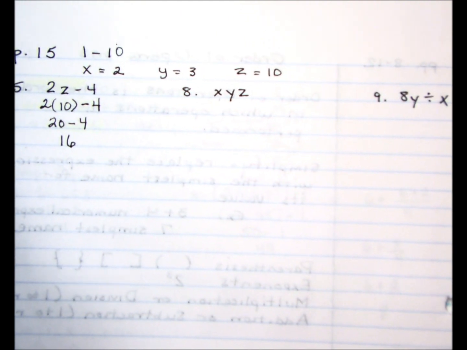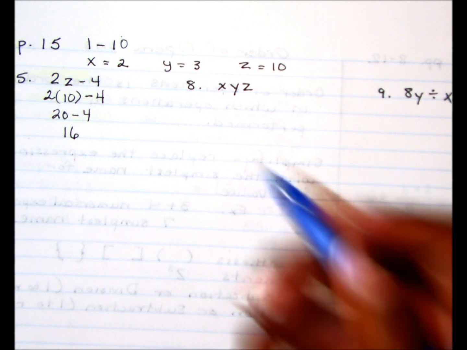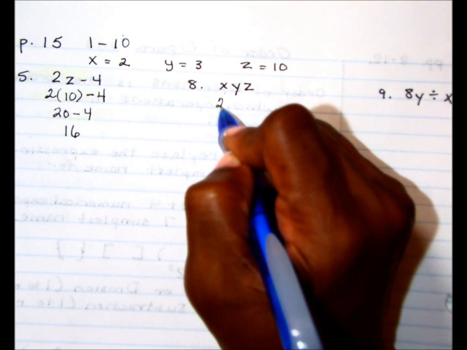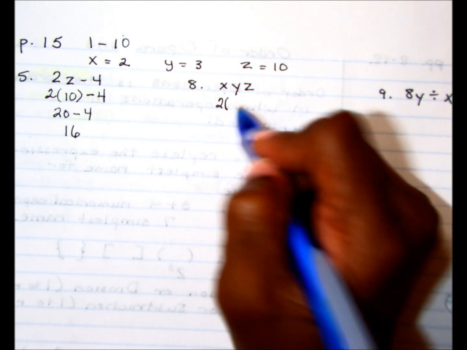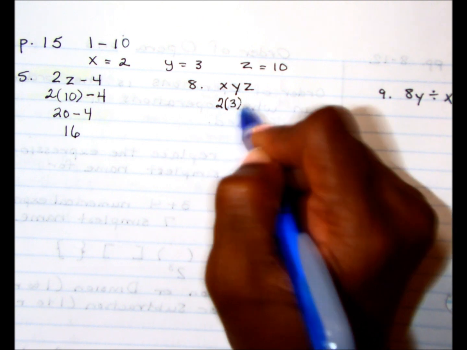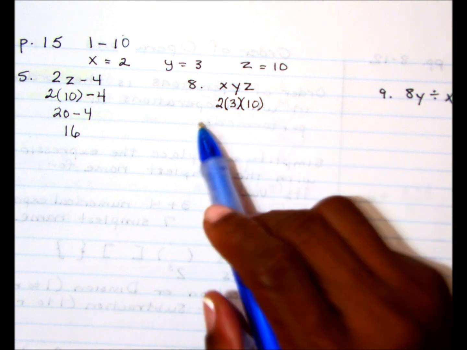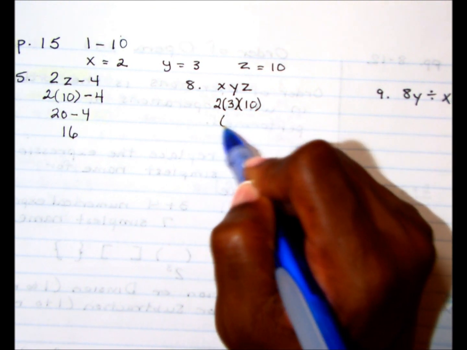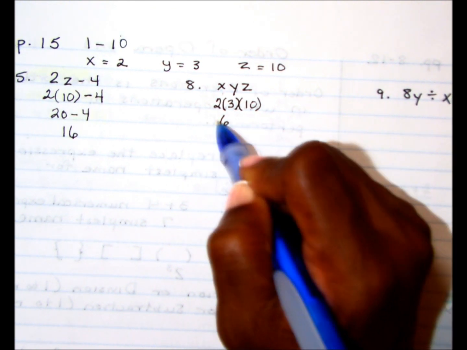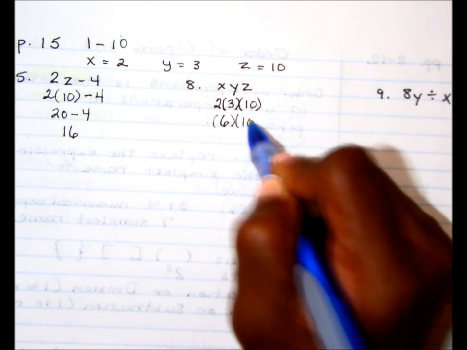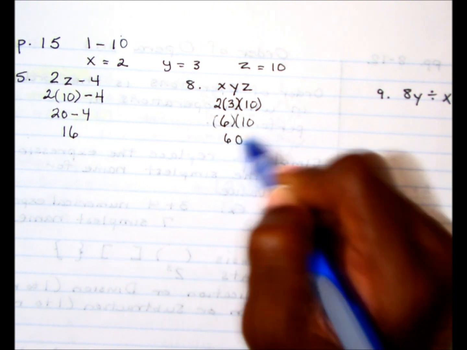In the second problem, it's all those variables running together. X is 2 times 3 times 10. All right, 2 times 3 is 6. And 6 times 10 is 60. That should be your answer.